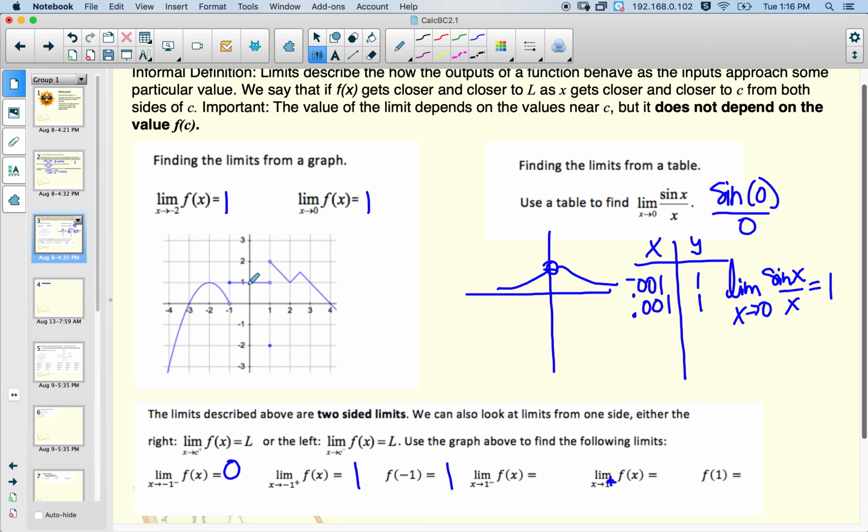Okay, so as f of x approaches 1 from the negative side, my limit is going to equal 1. As I approach 1 from the right-hand side, my limit is actually 2. And f of 1 is actually down here. Do you see that? And that's equal to -2. So that's an example of a left-handed limit, a right-handed limit, and then the value at the point.